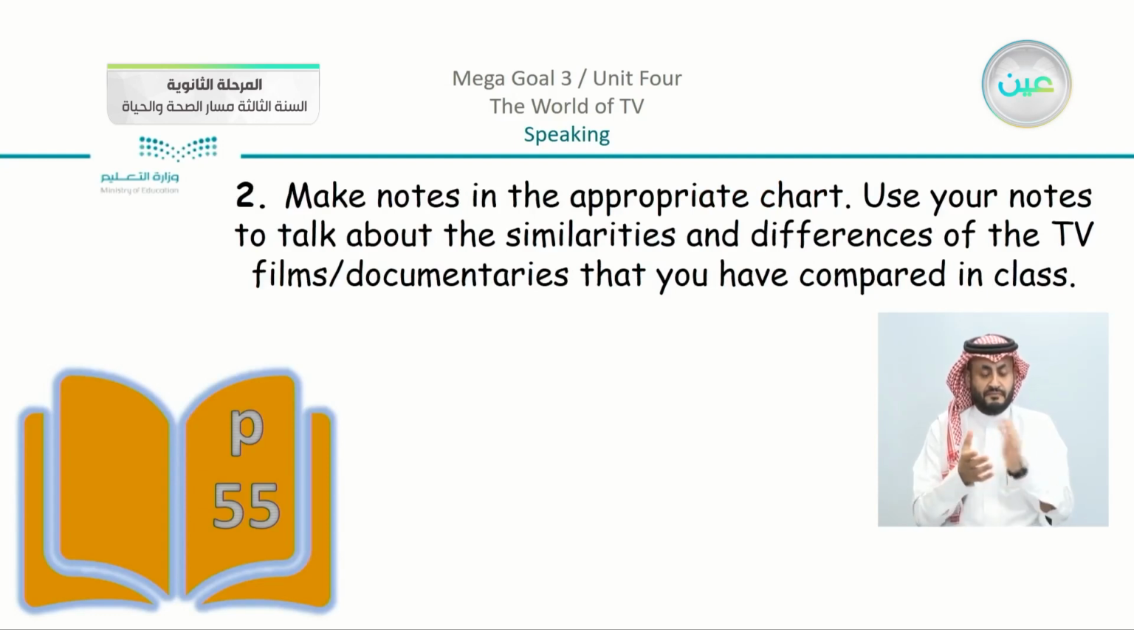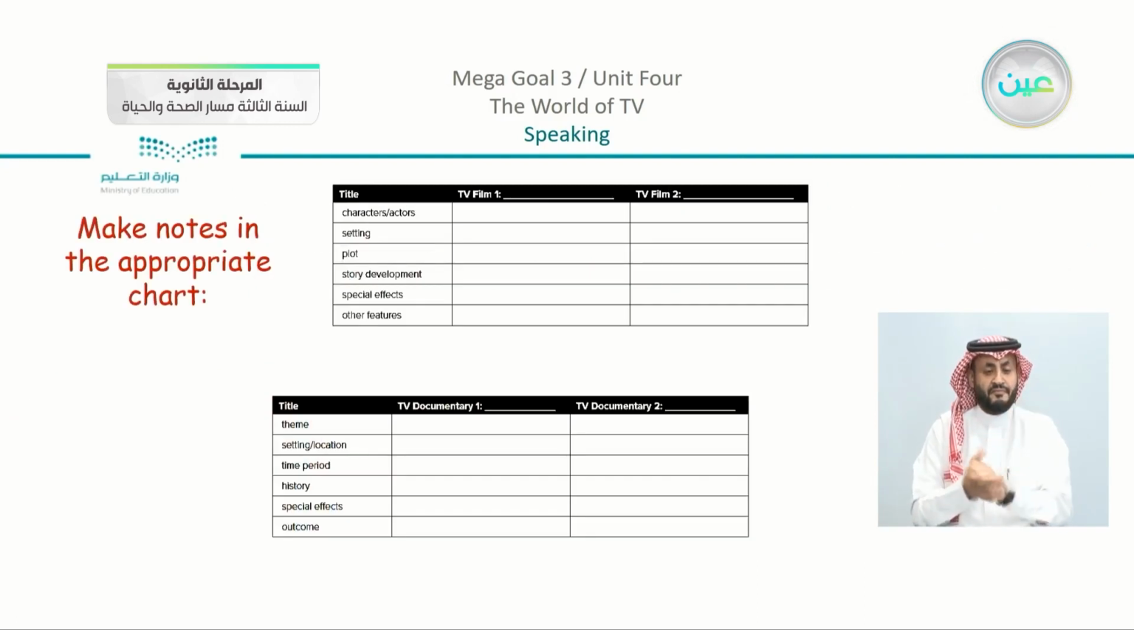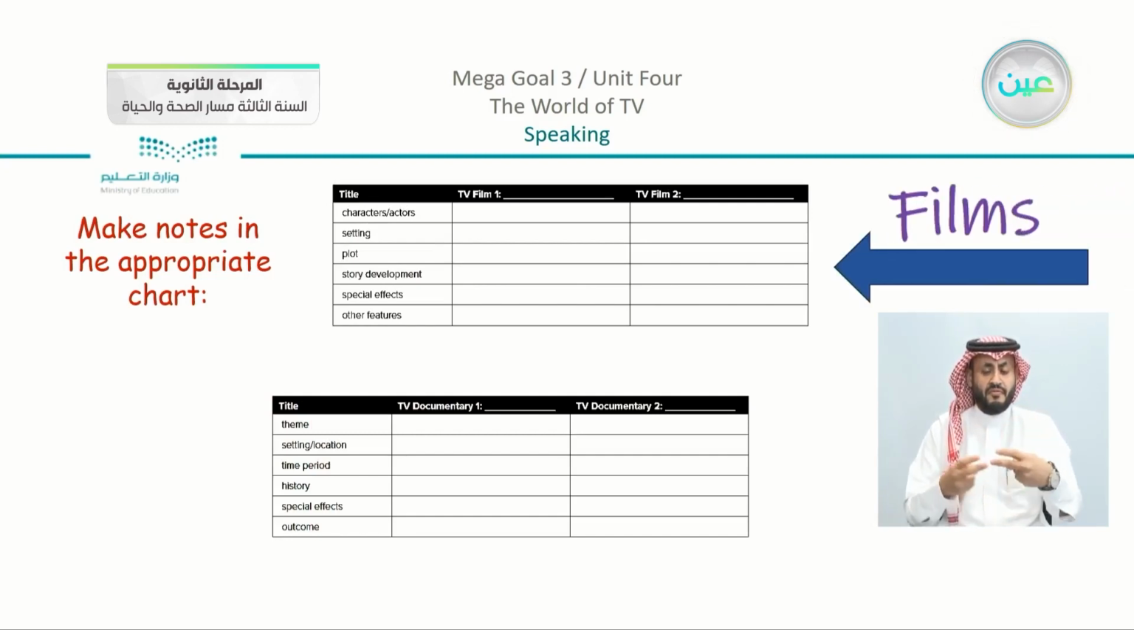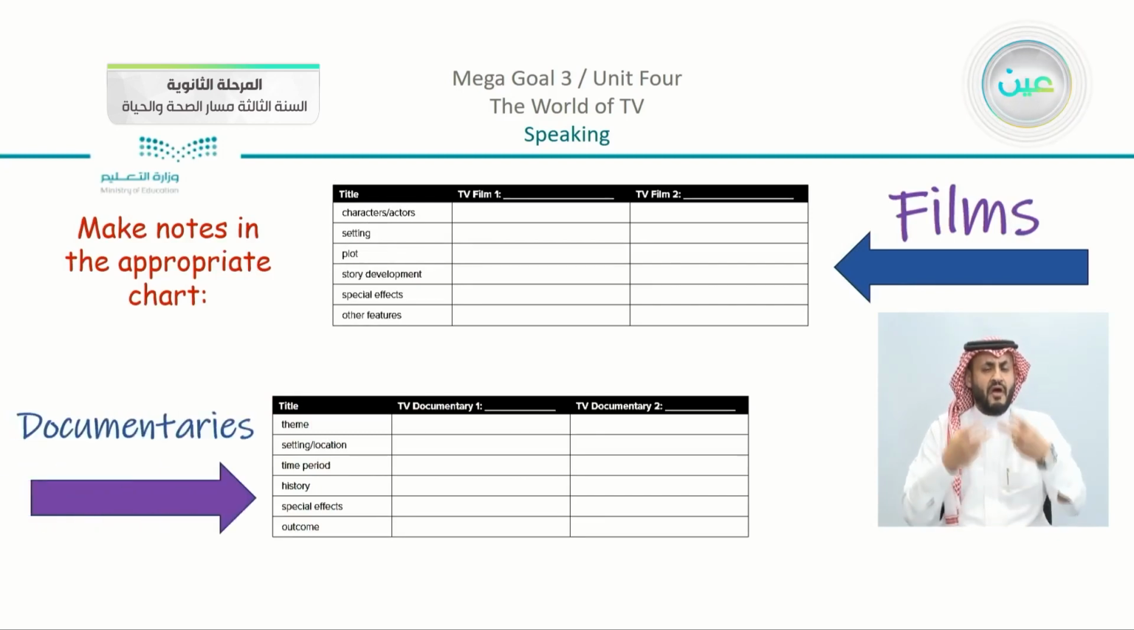Now the second instruction here is to make notes in the appropriate chart. Use your notes to talk about the similarities and differences of the TV films or documentaries that you have compared in class. So what table or what chart? You can see on page number 55 that you have two tables. You can choose either to use the first one if you are going to compare between films, or you can choose the second one if you are going to compare between documentaries.